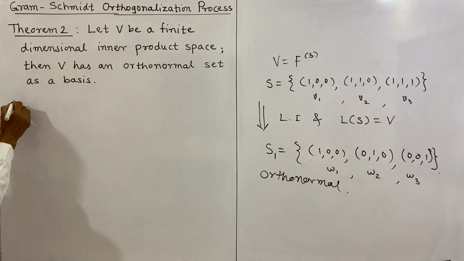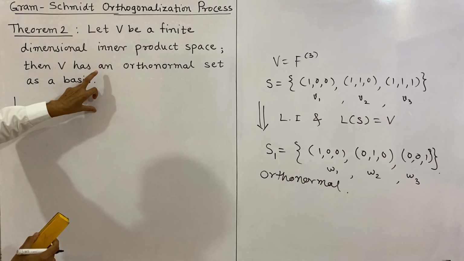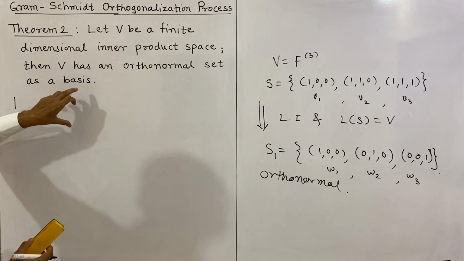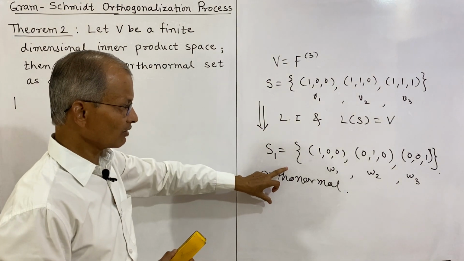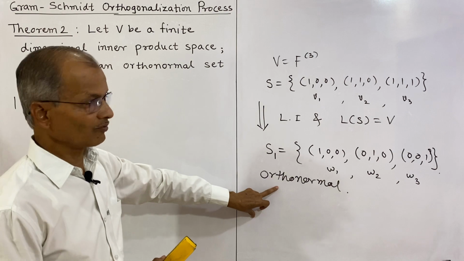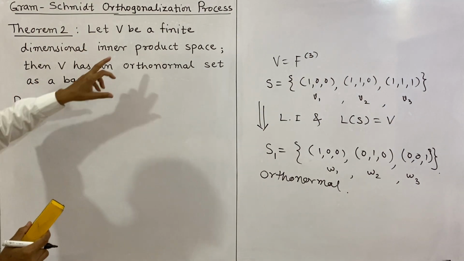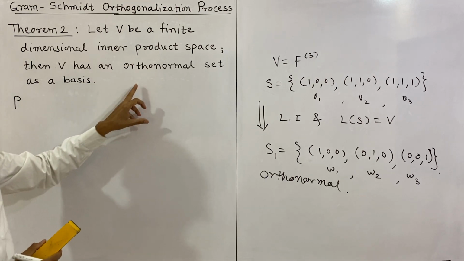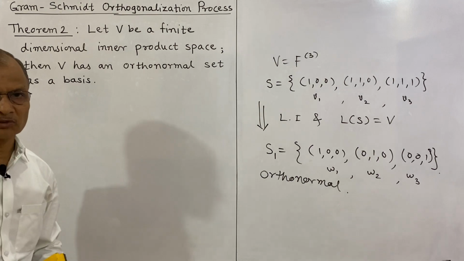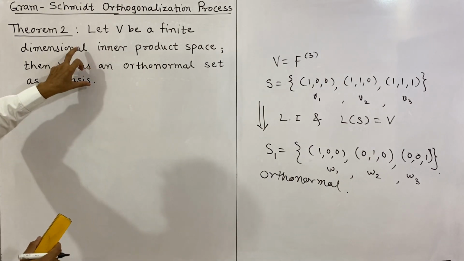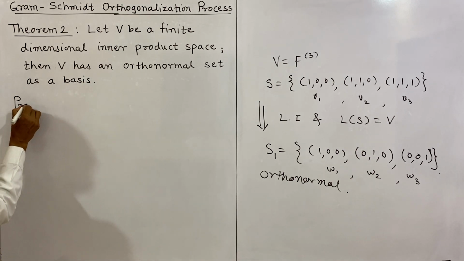Now, we shall start the proof. Let V be a finite dimensional inner product space, and V has an orthonormal set as a basis. This is done for every finite dimensional vector space. It is also true for infinite dimensional spaces, but we are considering only finite dimensional inner product spaces.